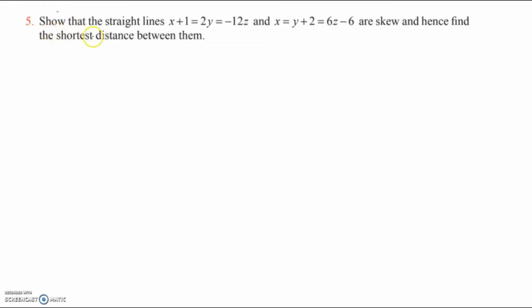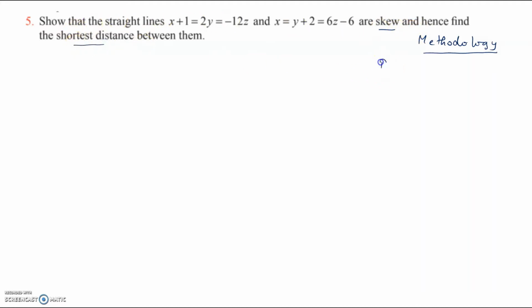Question number 5. Show that the straight lines x plus 1 is equal to 2y is equal to minus 12z and x is equal to y plus 2 is equal to 6z minus 6 are skew, and hence find the shortest distance between them. So the methodology that we would follow here is, we need to first show that they are skew lines, and second we have to find the shortest distance.